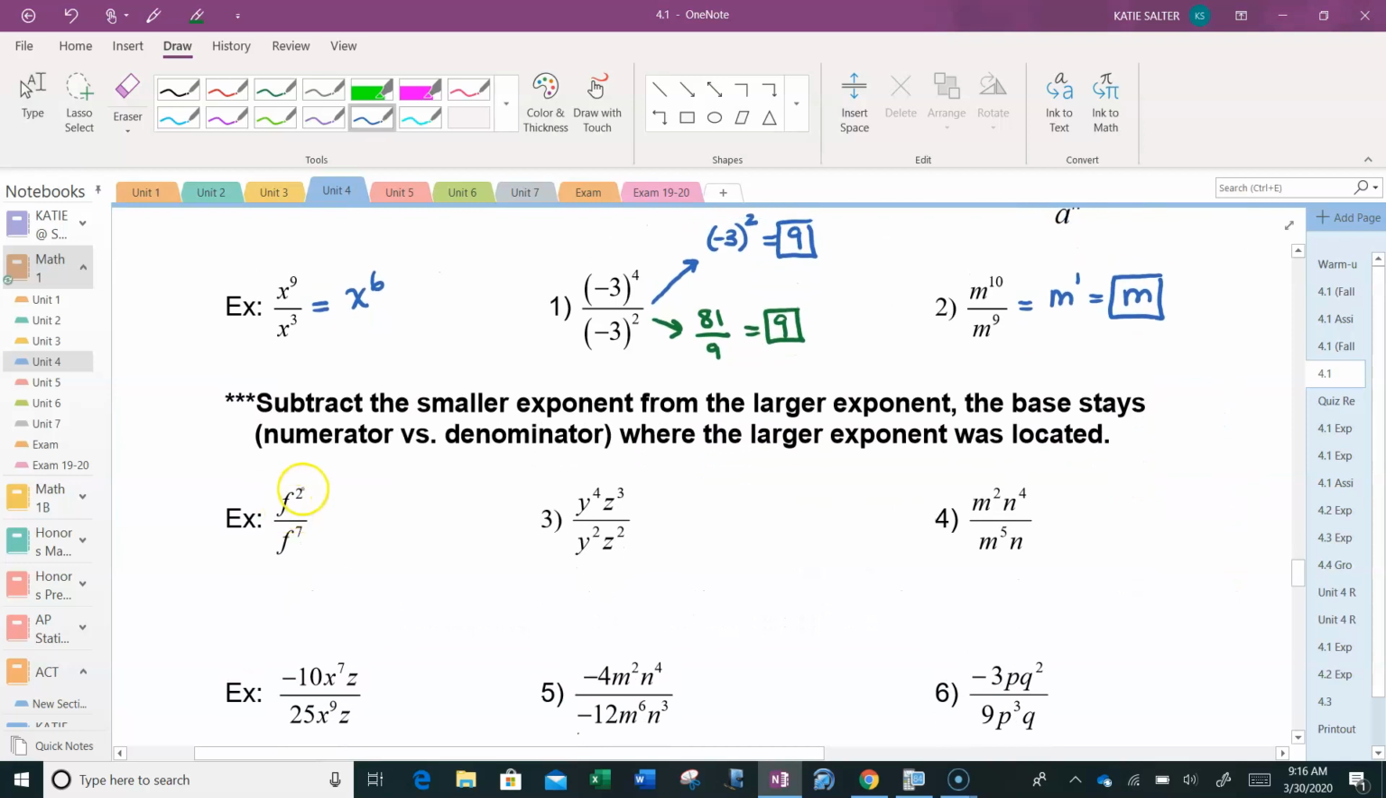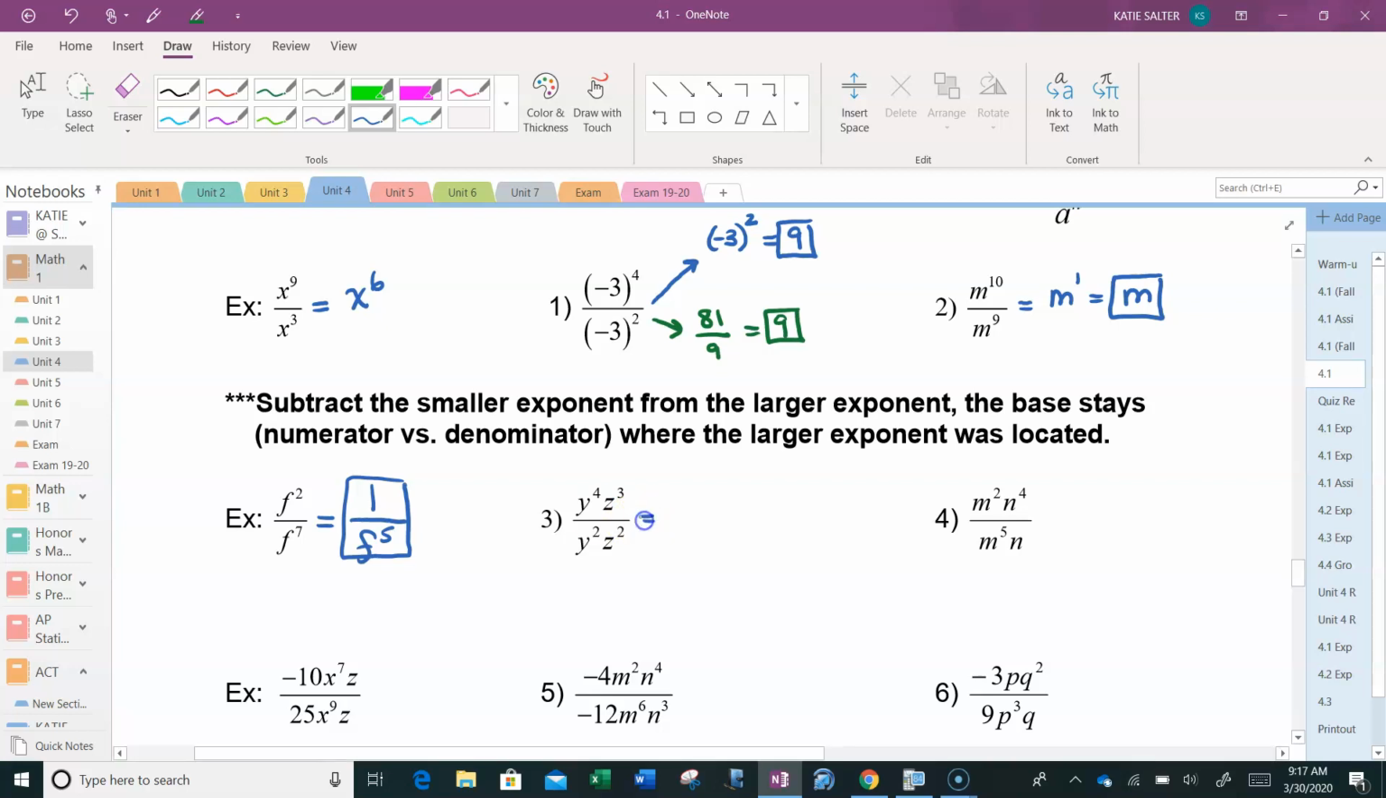Looking right here, we have f squared divided by f to the 7th. So I would say 7 take away 2 is 5. And so I'd have that f to the 5th in the denominator. Of course, since there's nothing left in the numerator, put that 1 there to hold the spot of the numerator. And our answer is 1 over f to the 5th. Try the next two.